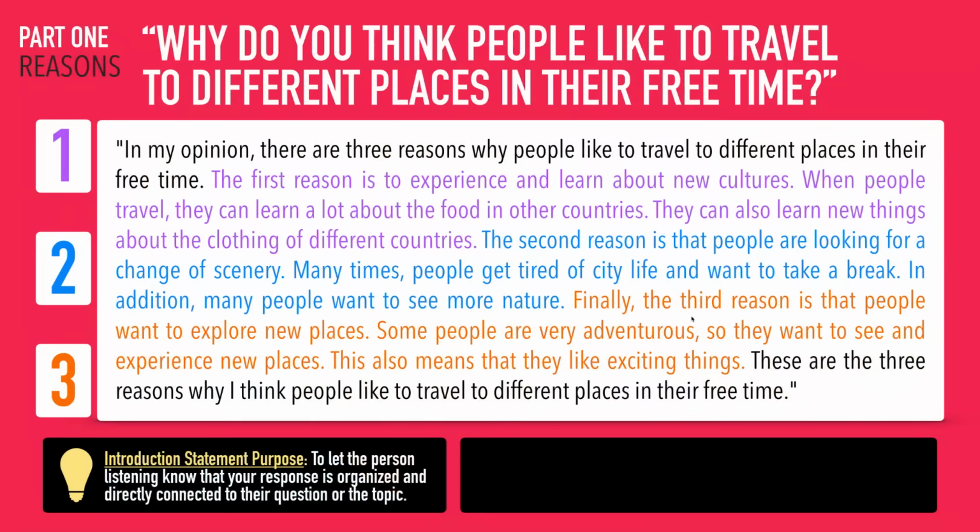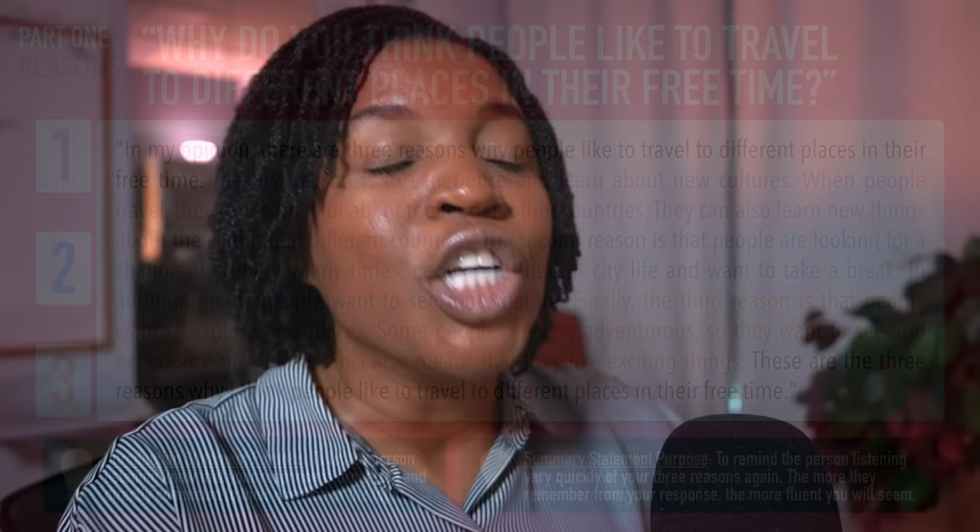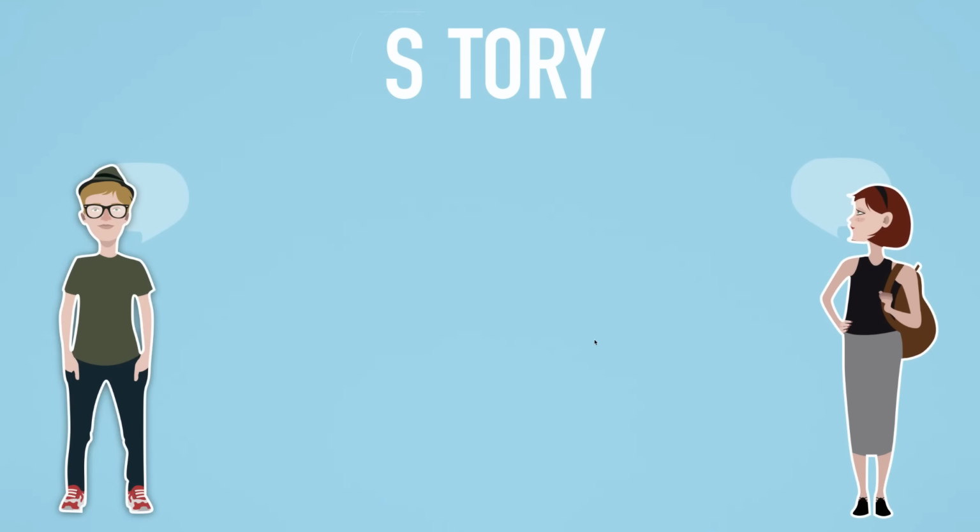So this statement can be called a summary statement. And the purpose is to remind the person listening very quickly of your 3 reasons once again. The more they remember from your response, the more fluent you will seem. So remember your sandwich. The first part of our formula is the R. 3 reasons. Now, the second part of the formula is the S. So let's jump right into that right now.